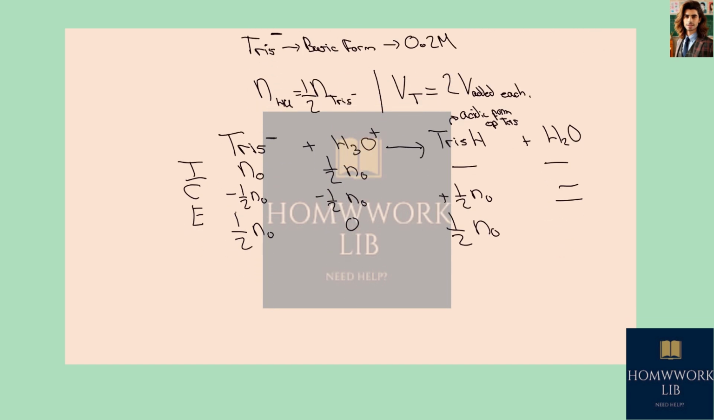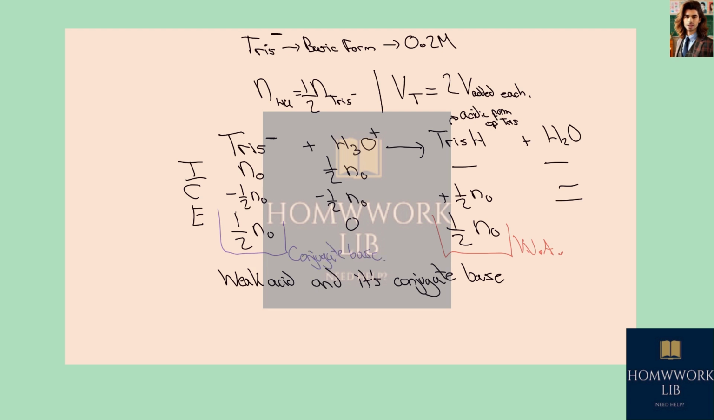So remember that for us to have a buffer, we need to have a weak acid and its conjugate base. And in this case, we have the weak acid, that is Tris in its acidic form. This is the weak acid. And we have also Tris minus in solution, that is the conjugate base. So the presence of both of them in solution implies that we have a buffer, and that would be all.